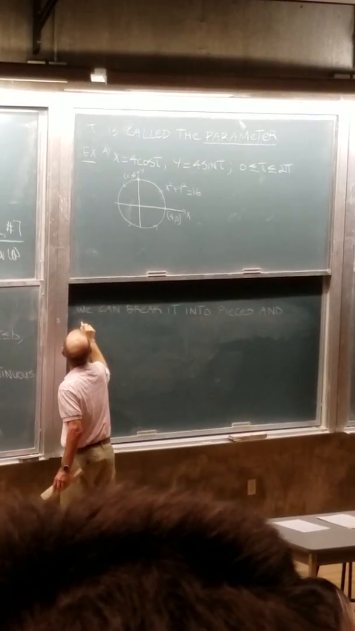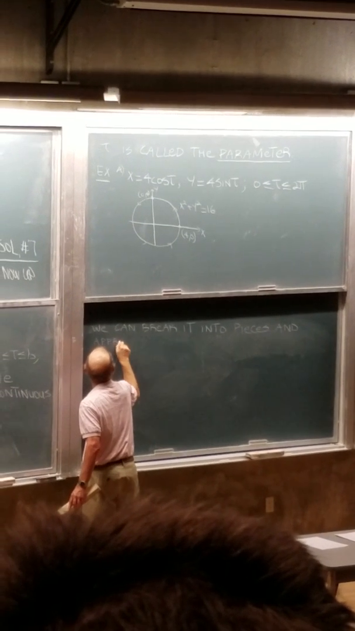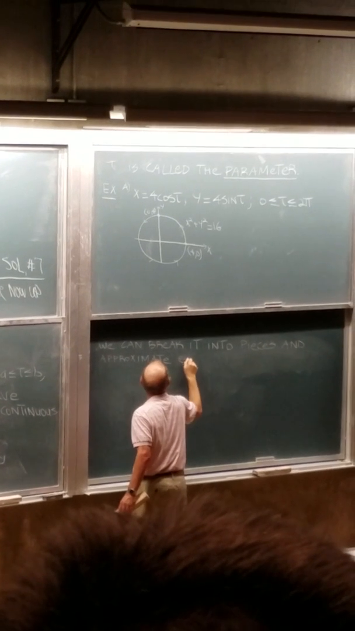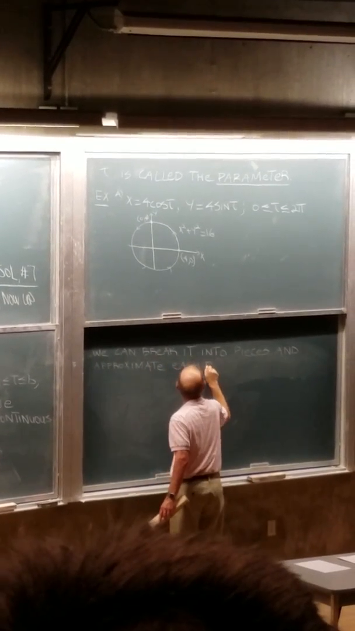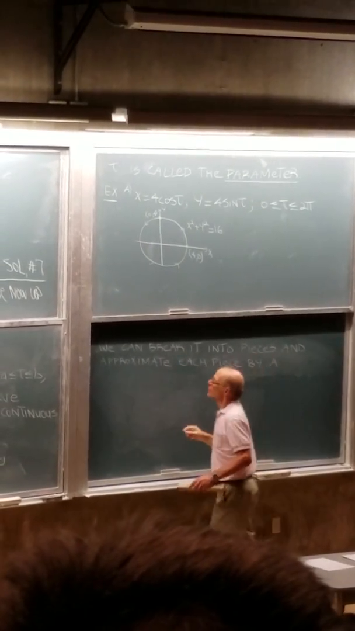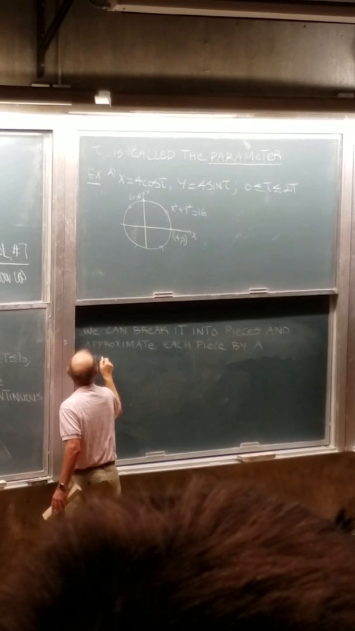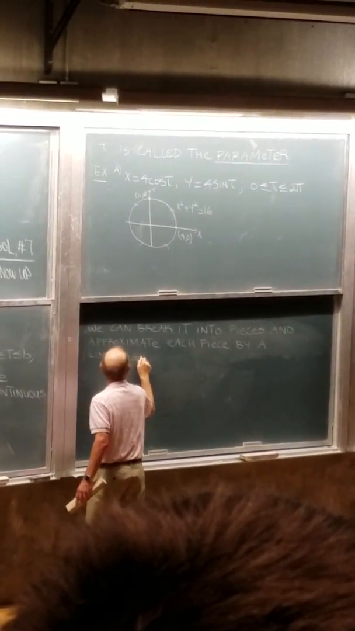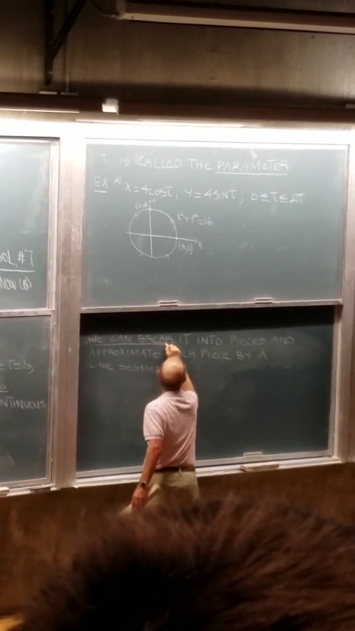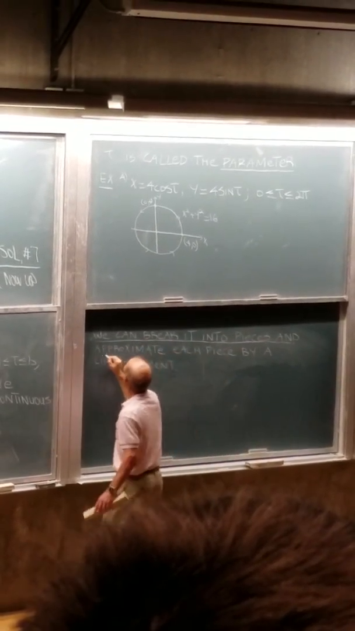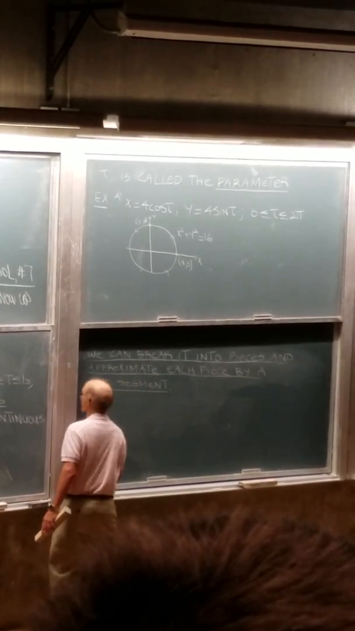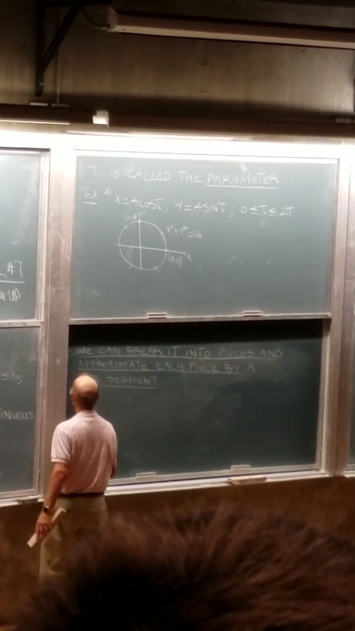So we're going to approximate each piece by a line segment. So let's look at the formula we get when we do that. If we approximate each of the pieces by a line segment, we'll get a picture that looks something like this. When we do this, we'll have a picture that looks like the following. Let me just draw a small piece of the picture here.